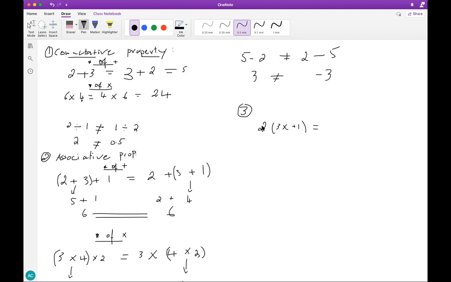So this means 2 times parentheses this. So to simplify or expand this, we simply multiply. So we say 2 times 3x, which is 6x. What else? Everybody? What do you do after that? So we multiply in here. Plus 2. That's right. 2 times positive 1, that's 2. This is what we call, basically we just multiplied.